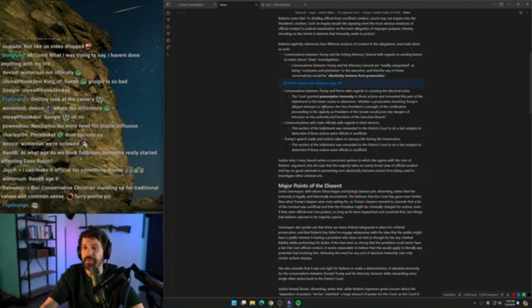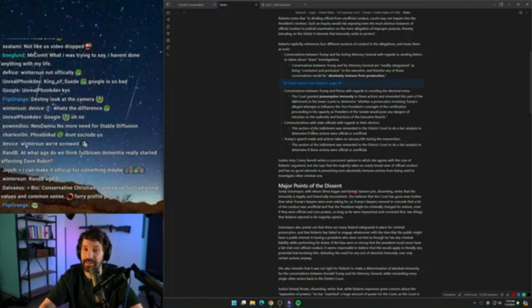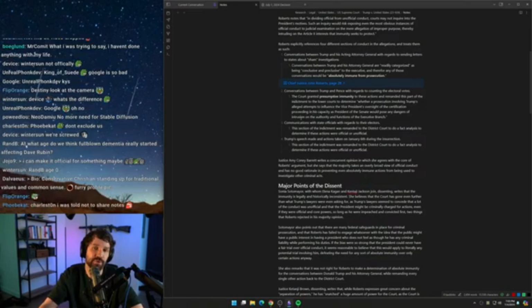This was completely remanded to the lower court saying you need to figure out which of these actions were official versus which actions were unofficial. And remember, when they're considering that, they can't take into account his motivations for any of these things. Roberts gave absolutely no guidance for figuring out what was official or unofficial.